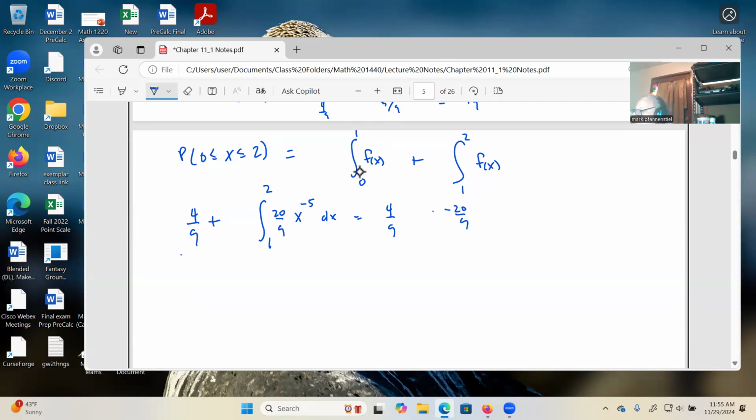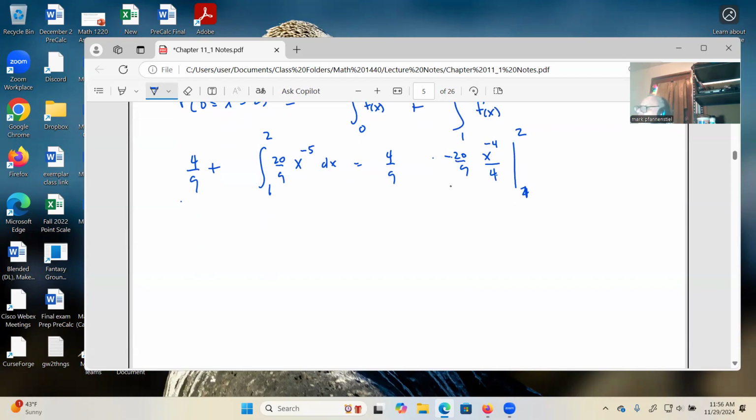We're going to go ahead and say this is x to the negative 4 over 4. And I put the negative already in here. Okay, put the negative in there. And we're going to evaluate it from 1 to 2. Okay, we're just going to evaluate that from 1 to 2.